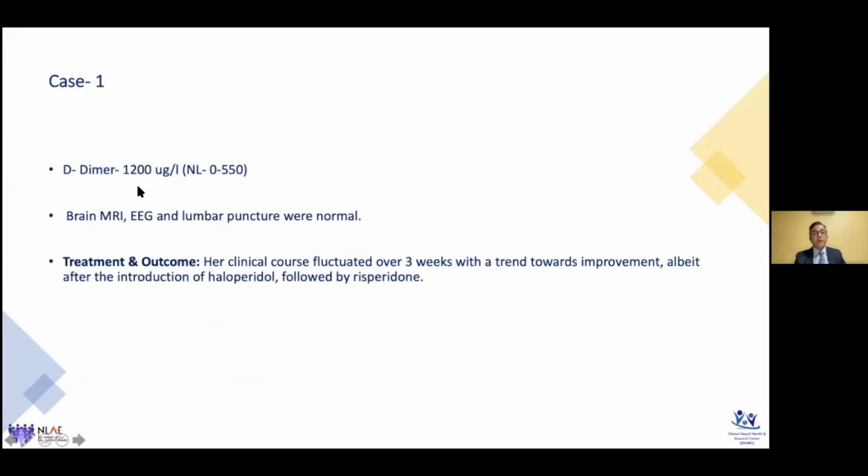So the D-dimer was very mildly elevated. All the brain MRI, EEG, and lumbar puncture CSF studies were normal. Her clinical course fluctuated over the 3 weeks, with a trend towards improvement, albeit after the introduction of haloperidol and risperidone. The one thing that I noticed in this case, which I adapted from Brain and Lancet, is that they did not mention the COVID-19 test, but at that time it was the very high pandemic during the first wave, so probably they presumed it was due to COVID-19. And the diagnosis of the case was acute parainfectious encephalopathy with psychosis.